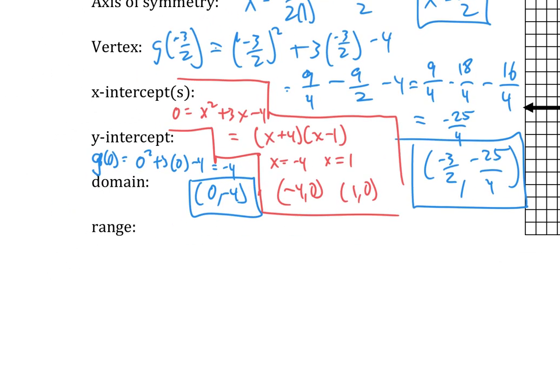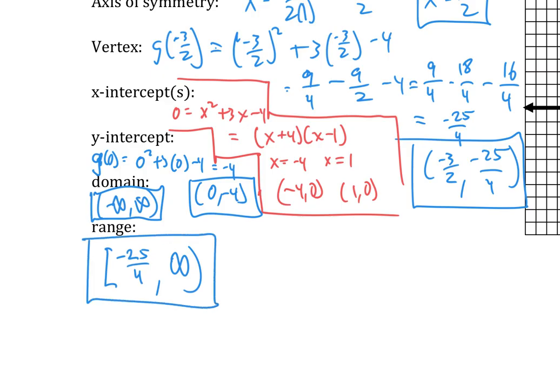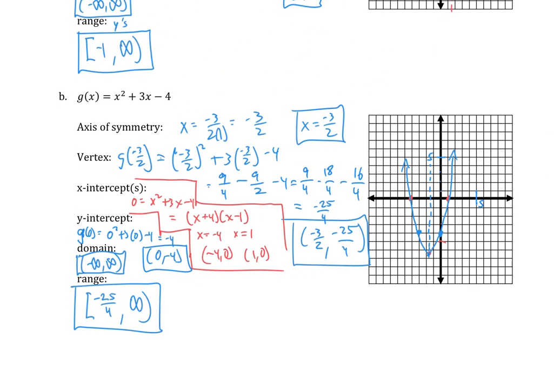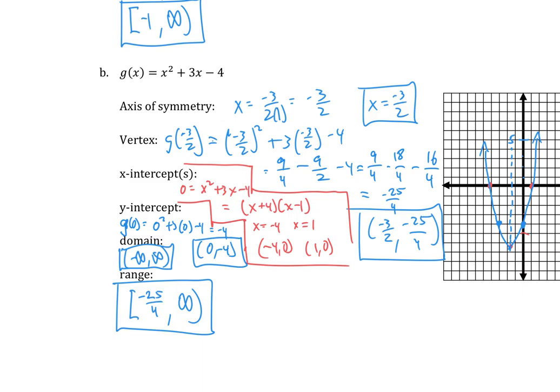All right. And domain is all real numbers. That's always true for quadratic functions. The range, well, the lowest y value is negative 25 fourths, or negative 6 and a fourth would be fine. And we go up and up and up to infinity. Those are the y values. Okay? All right. So that's the process. Same process whether you're dealing with whole numbers or fractions.